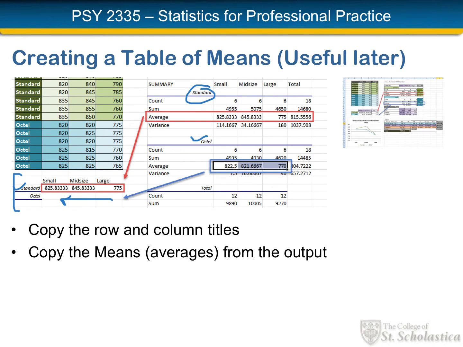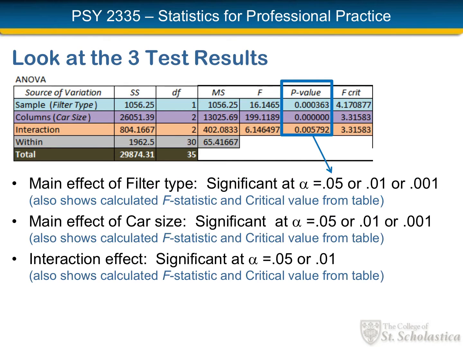Once I've captured those means and created my table, I'm ready to go on and look at the second part of the output, where the actual analysis of variance table is found. This two-way analysis of variance is going to produce 3 different F-tests. One will be for what the Excel Data Analysis Toolpak calls the sample. That in this situation is the filter type. The other is the columns. In this case, it's the car size, and then one for the interaction.